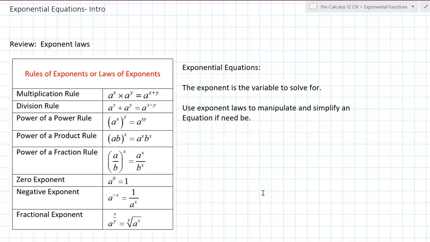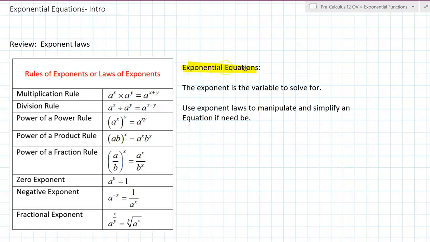So I suggest you definitely go over the review video about the exponent laws that I have prior to this. Make sure you go through that, do some of those examples, make sure that you know what you're doing. And then we are going to move on to exponential equations.